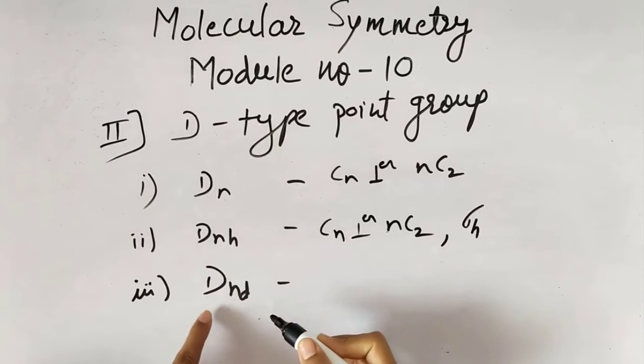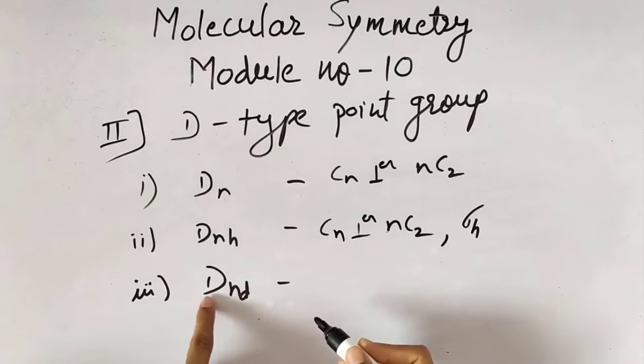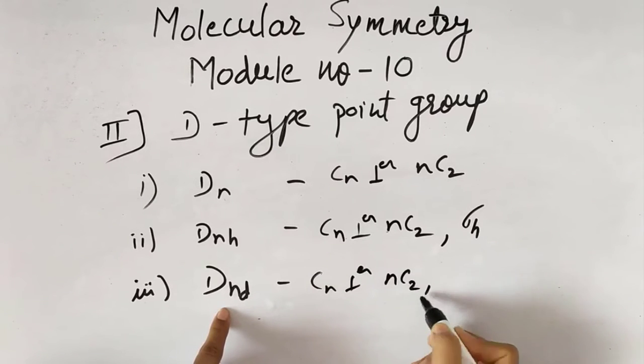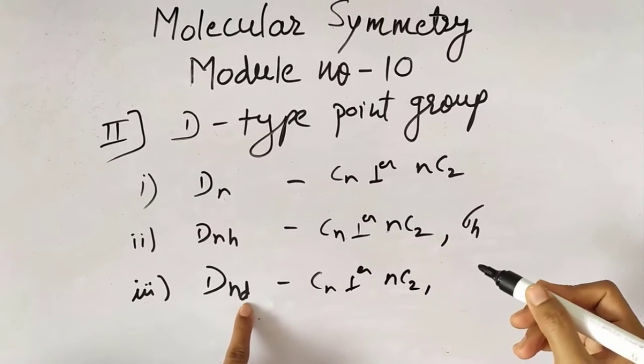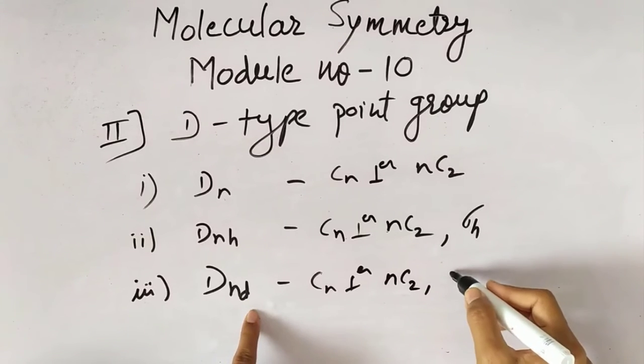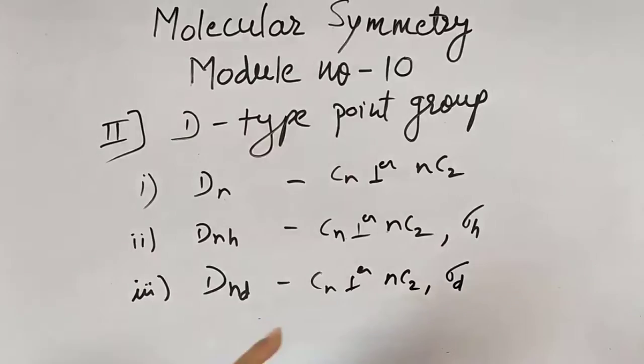And the third one is DND, where the definition of Dn will be the same: Cn perpendicular to n C2s. And what does the small d indicate? Remember what this small d is. It indicates a dihedral mirror plane. So apart from this, there should be a dihedral mirror plane present.